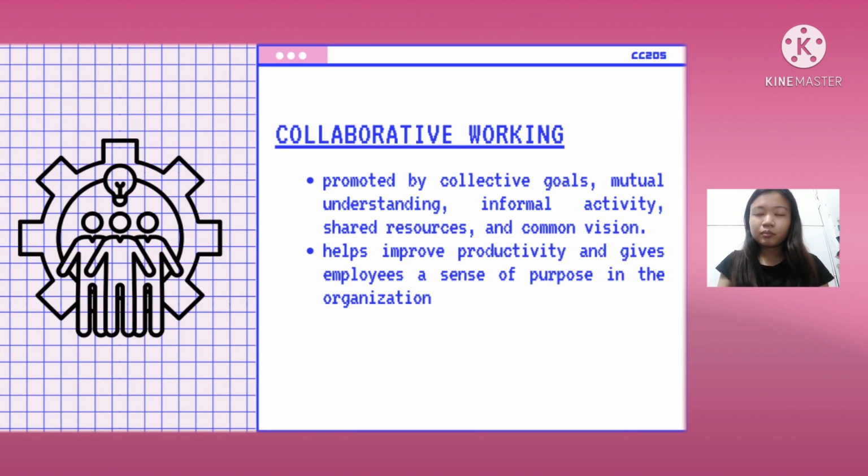Collaborative working. Collaborative working is promoted by collective goals, mutual understanding, informal activity, shared resources, and common vision. Working collaboratively instead of individually helps improve productivity and gives employees a sense of responsibility and purpose in the organization. It also becomes easier to brainstorm ideas to solve an existing problem or deliver the required work on time.